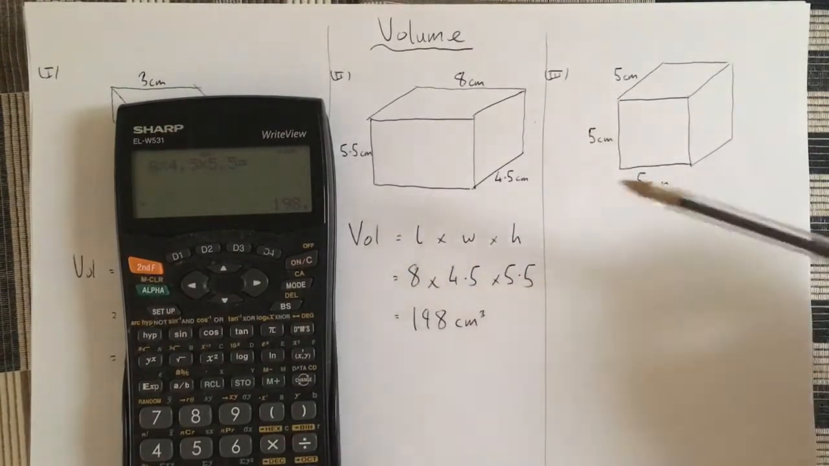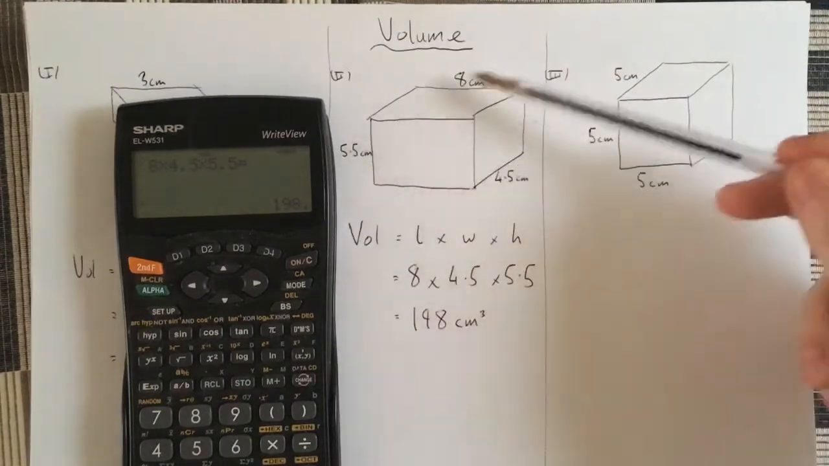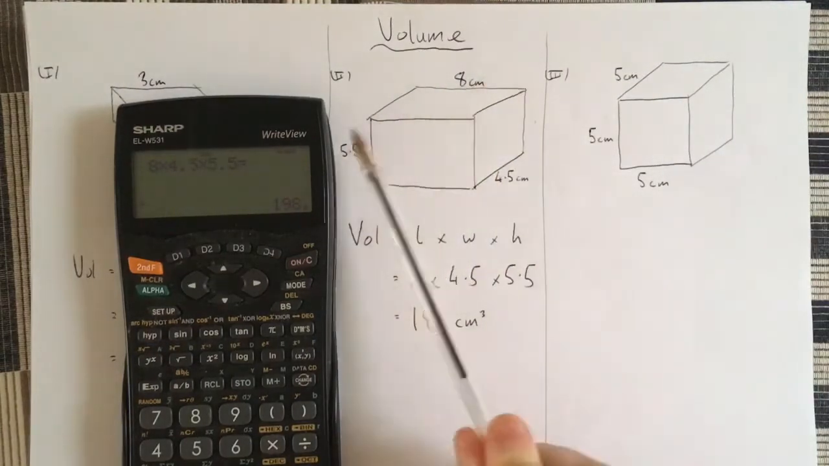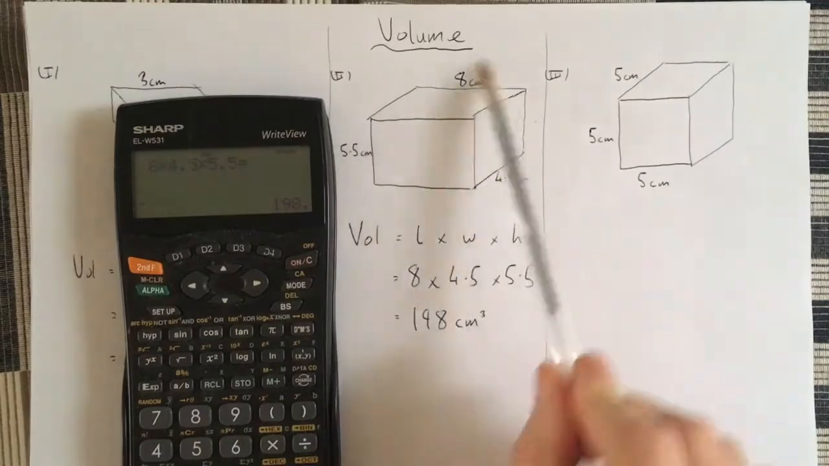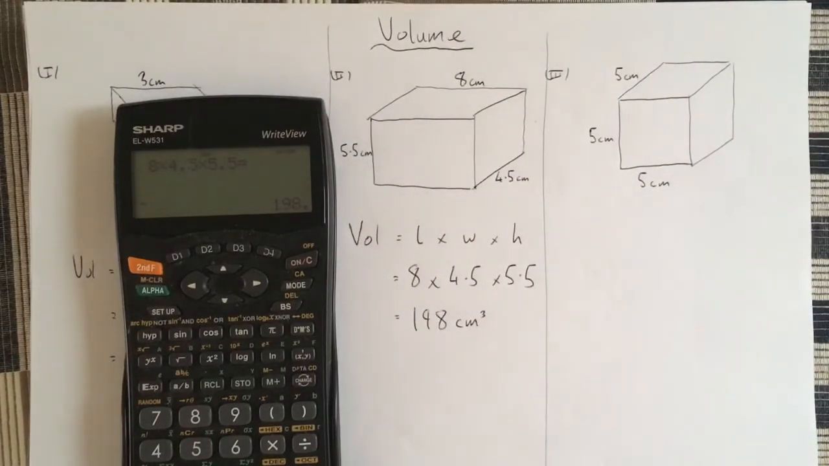So just watch out. That can be millimeters, it can be meters as well. Just give whatever units you're given in the question. Make sure your 3 dimensions are all the same in the question. They're all centimeters, or they're all meters, or they're all millimeters. In this one, they're all centimeters, so my answer is in centimeters cubed again.